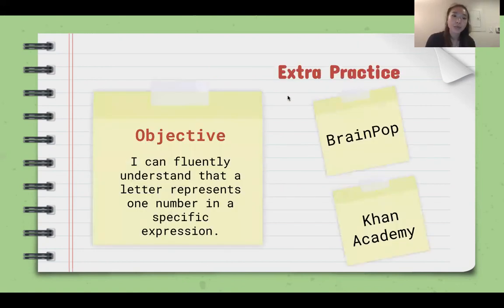So our objective again was: I can fluently understand that a letter represents one number in a specific expression. So going back and looking at what we did with the volume question, we had the length, height, and width, and then each had one number that correlated with each letter. So that's how one letter represents one number in an expression.